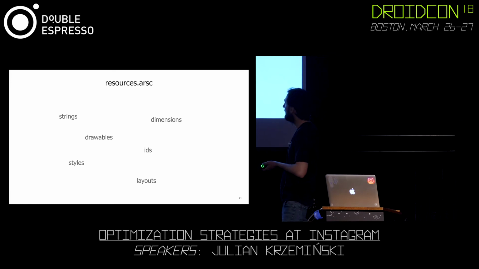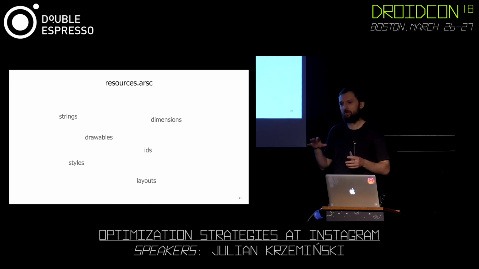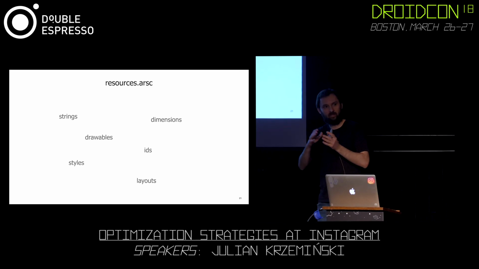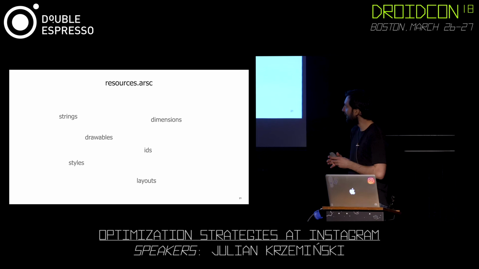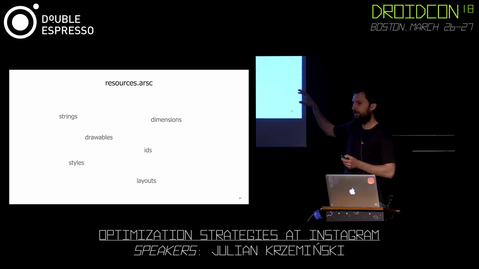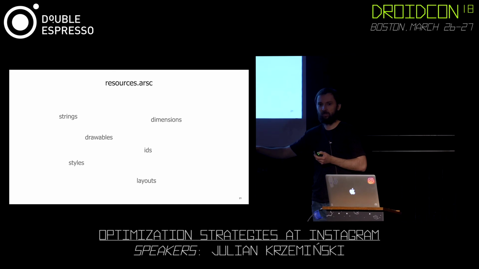So what is this file? This file contains resources like strings, dimensions, drawables, IDs, styles, layouts. Notice that some of the resources on Android have a dedicated file, like a layout file or a drawable file. But some resources, like a string, don't have a separate file. There's one file with all the strings. So this file will contain all the resources that don't have a dedicated file, and for the resources that have a dedicated file, this file will have a pointer to those files.